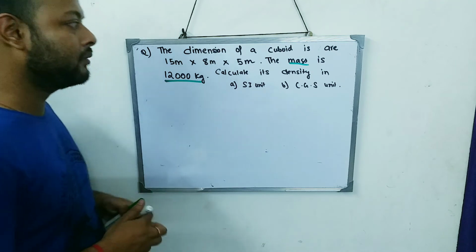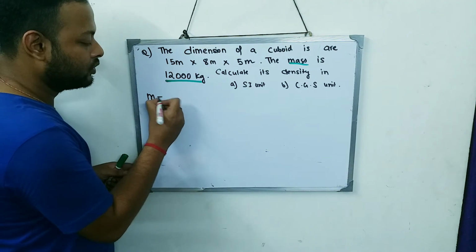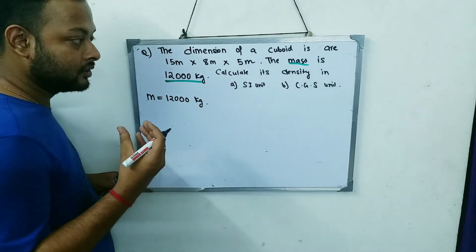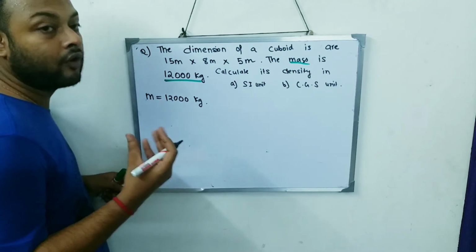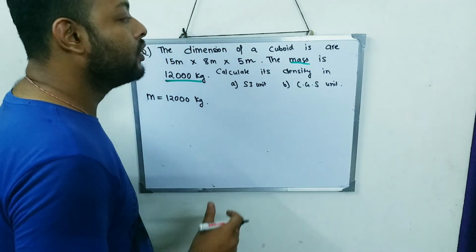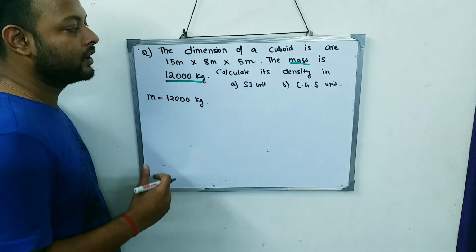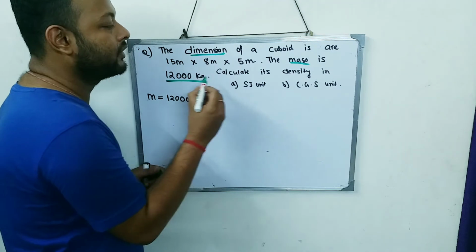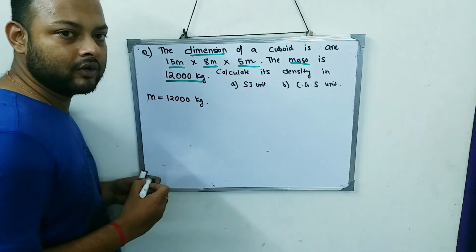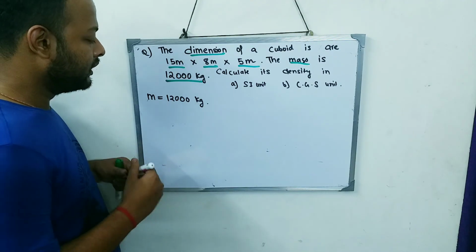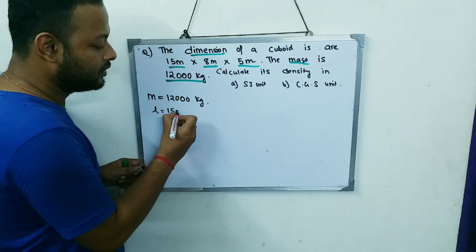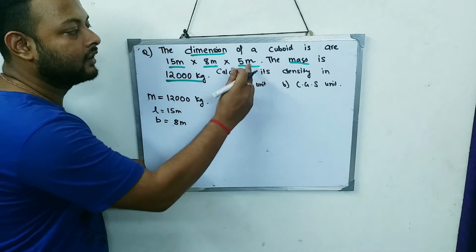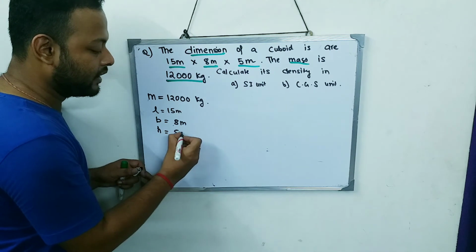So I don't have a problem with the mass. Mass is equal to 12,000 kg. Now, the important factor is that the volume is not given directly to you. Volume is given in an indirect way. The dimension of a cuboid is written as 15 meter, 8 meter and 5 meter. So the length is 15 meter, the breadth is 8 meter, and the height is 5 meter.